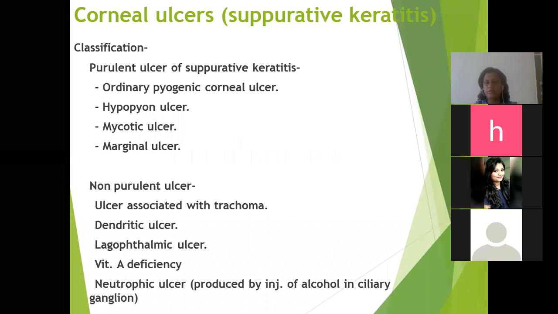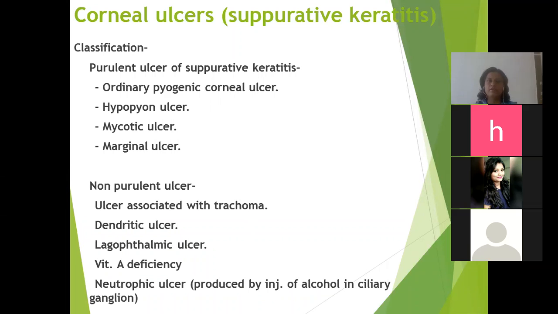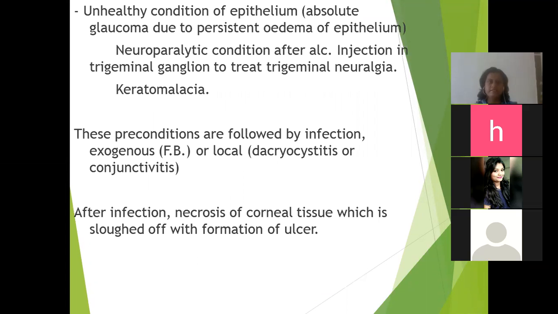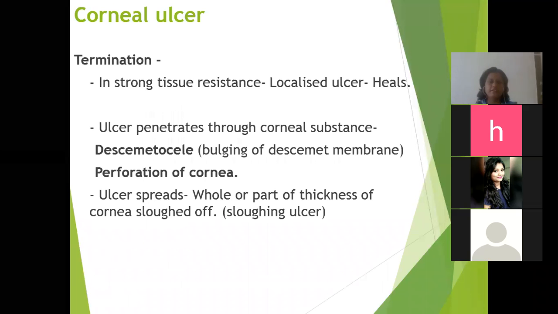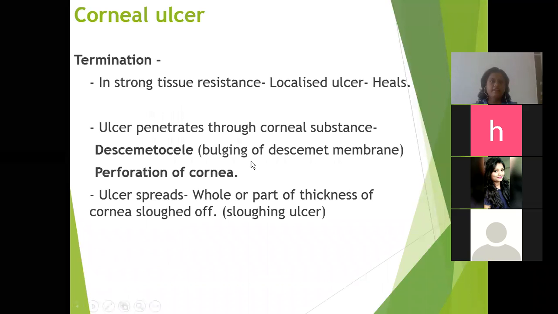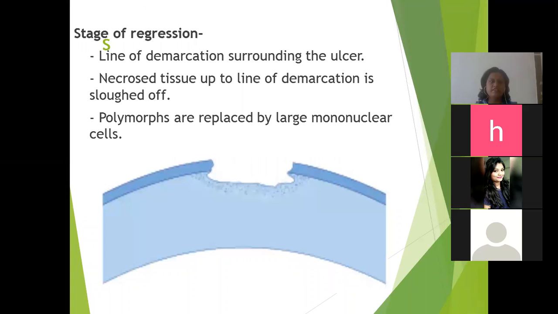In the diseases of the cornea, we learn about corneal ulcers, that is, suppurative keratitis, and its types, that is the classification. In that there are purulent and non-purulent ulcers. Then the definition of corneal ulcer. This is a corneal ulcer. Then termination, pathology, stage of regression, cicatrization.